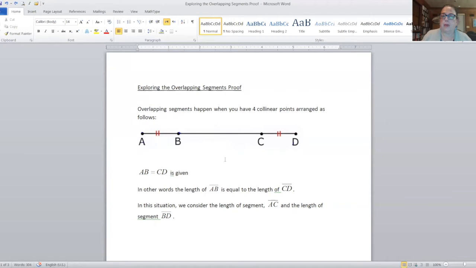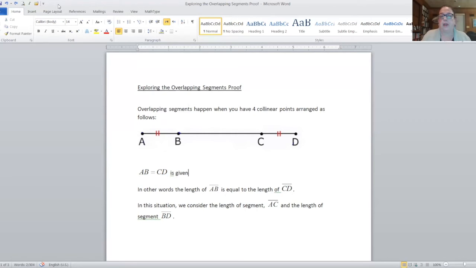In this video, we're going to look at an example of how to write a proof, a particular proof, the overlapping segments proof. In this overlapping segment situation, we have four collinear points, A, B, C, and D, and we are given an interesting fact. The distance from A to B has the same measure as the distance from C to D. The fact that each part has two tick marks tells us that. And we write it this way. AB equals CD is really read the length of AB equals the length of CD. And in proof language, we say this is given.